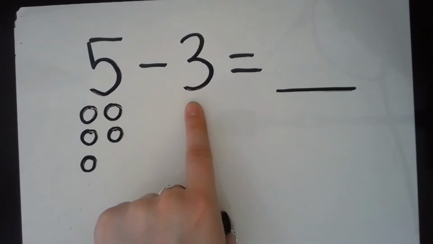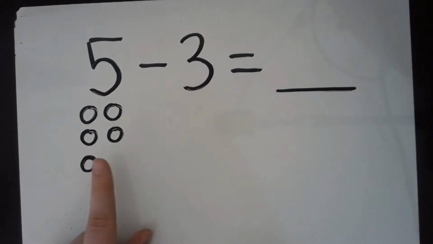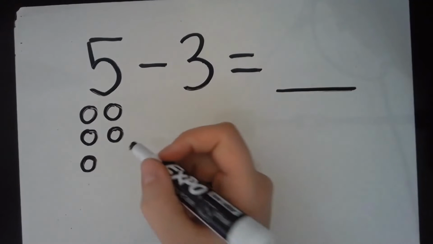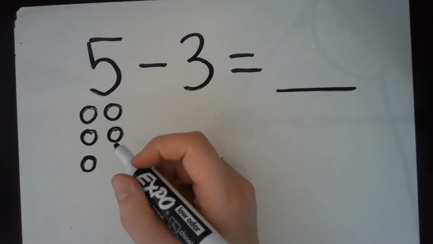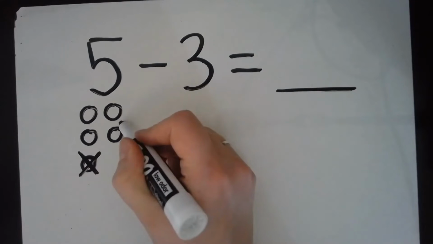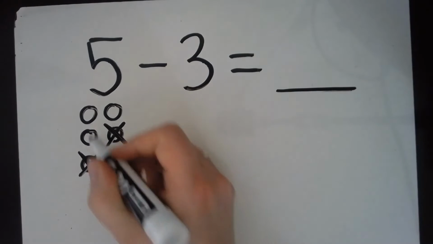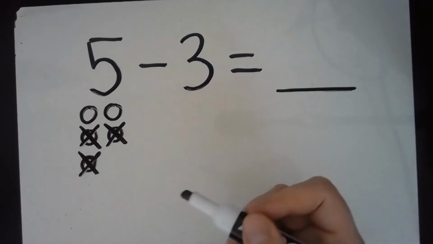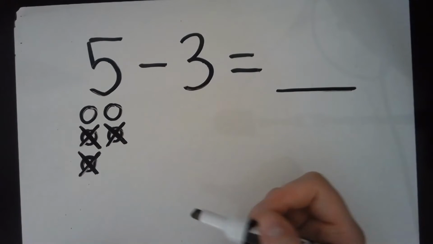So in order to take away 3, I'm going to have to go over to my whole and cross off 3. I'm going to take them away. Here we go. 1, 2, 3. Okay, I took away 3.